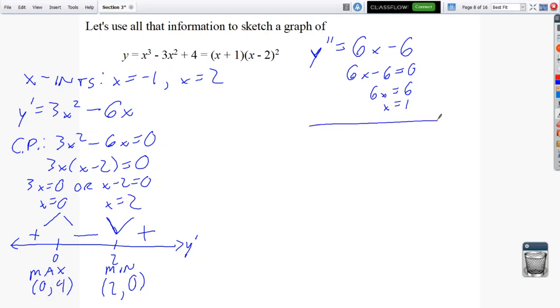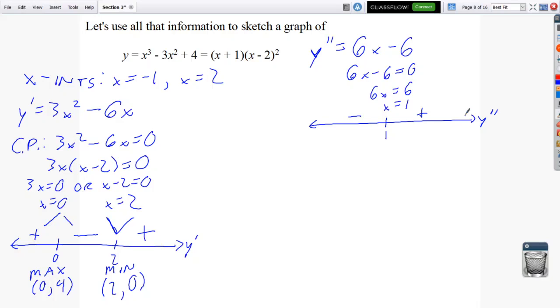Looking at that a little bit further, I can do this same number line with my y double prime. Put my possible point of inflection at 1. To the left of 1, I'm just going to try some test point, or maybe just figure it out conceptually here. Looking to the left of 1, 0 minus 6, okay, that's pretty darn negative. To the right of 1, 2: 12 minus 6, okay, that's positive. So now I can see I have a concave down interval and I have a concave up interval.